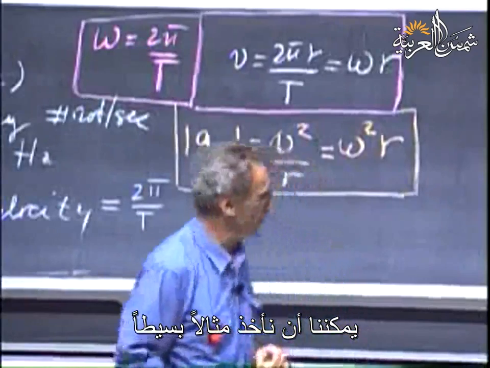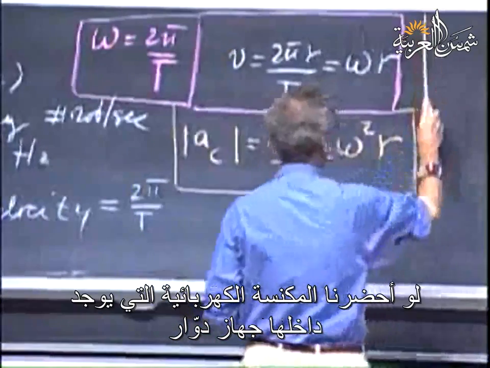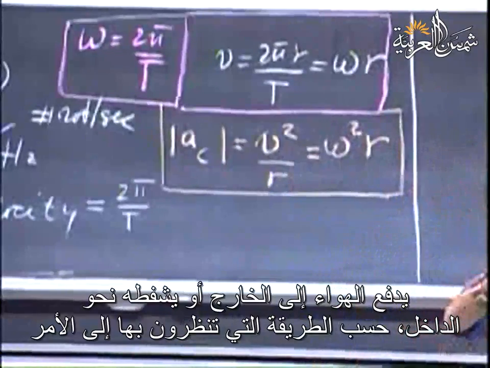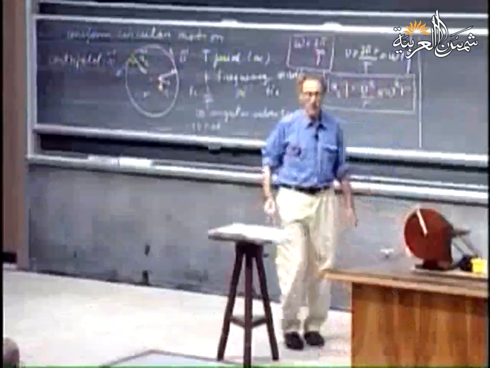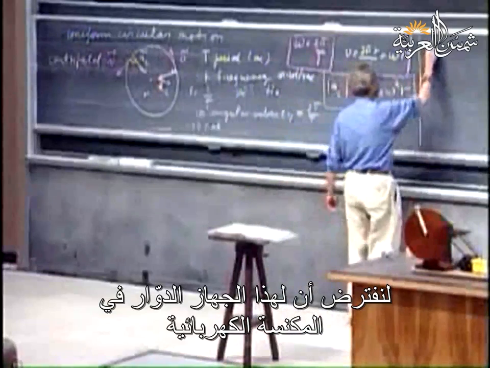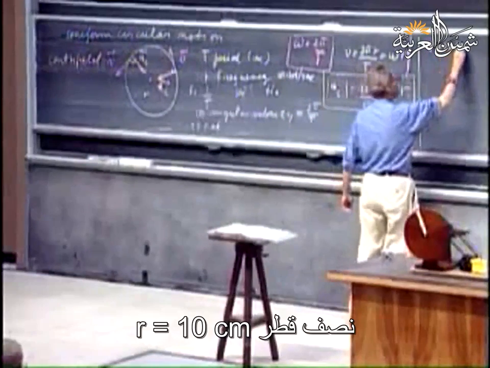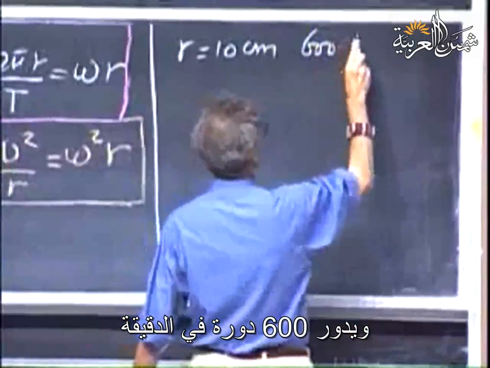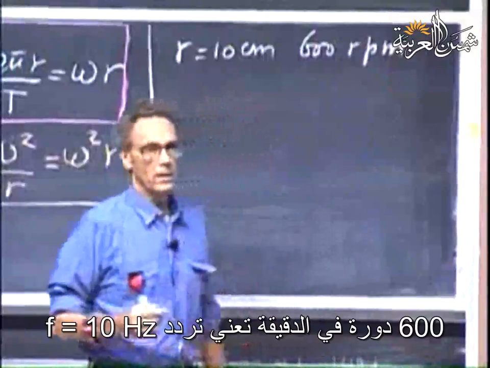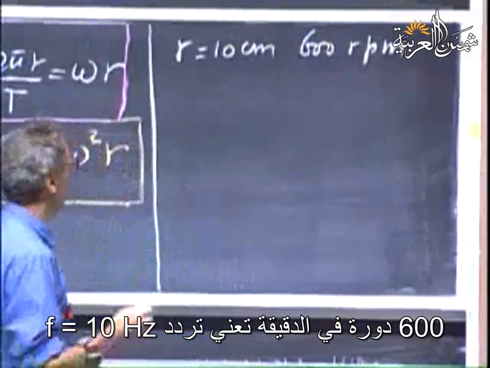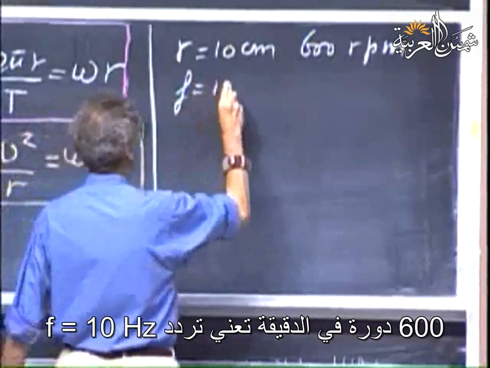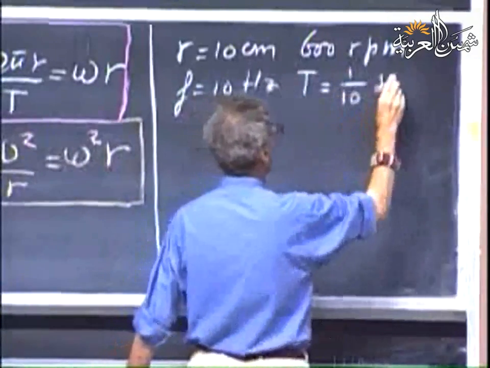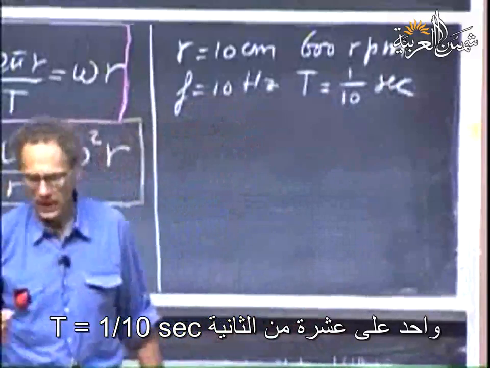We can have a simple example. Let's have a vacuum cleaner which has a rotor inside which scoops the air out or in, whichever way you look at it. And let's assume that the scoops have a radius r of about 10 centimeters, and that it goes around 600 revolutions per minute, 600 RPM. 600 RPM would translate into a frequency f of 10 hertz, so it would translate into a period going around in 1/10 of a second.